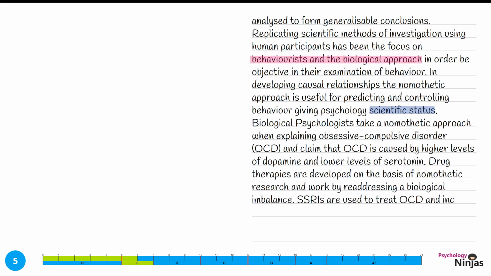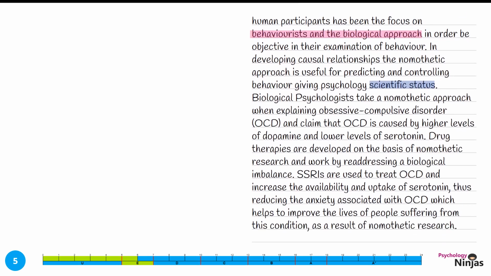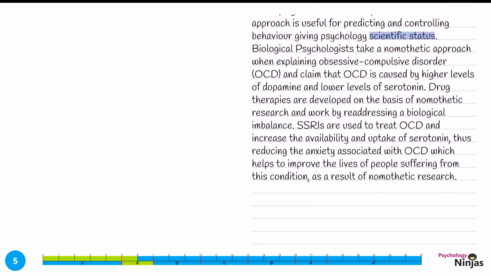Biological psychologists take a nomothetic approach when explaining obsessive-compulsive disorder, OCD, and claim that OCD is caused by higher levels of dopamine and lower levels of serotonin. Drug therapies are developed on the basis of nomothetic research and work by readdressing a biological imbalance. SSRIs are used to treat OCD and increase the availability and uptake of serotonin, thus reducing the anxiety associated with OCD, which helps to improve the lives of people suffering from this condition as a result of nomothetic research.